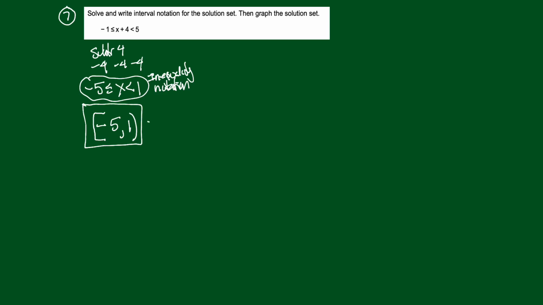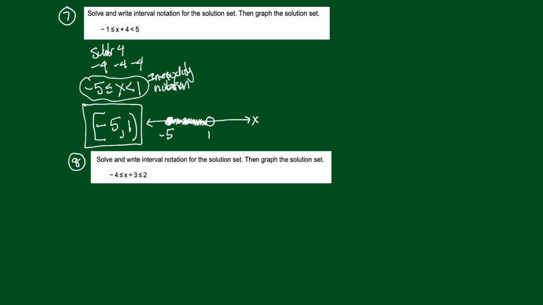And then we can graph this. Let's just do this. Here's our x number line. Negative 5 is included, so I'll just pick some point, negative 5, put a closed circle to indicate it's included. And then I'll put an open circle around 1. Open circle says it's not included. And then it's just everything in here. So any number that you pick in here, put it back in for x, and add 4, you'll get a number between negative 1 and 5.